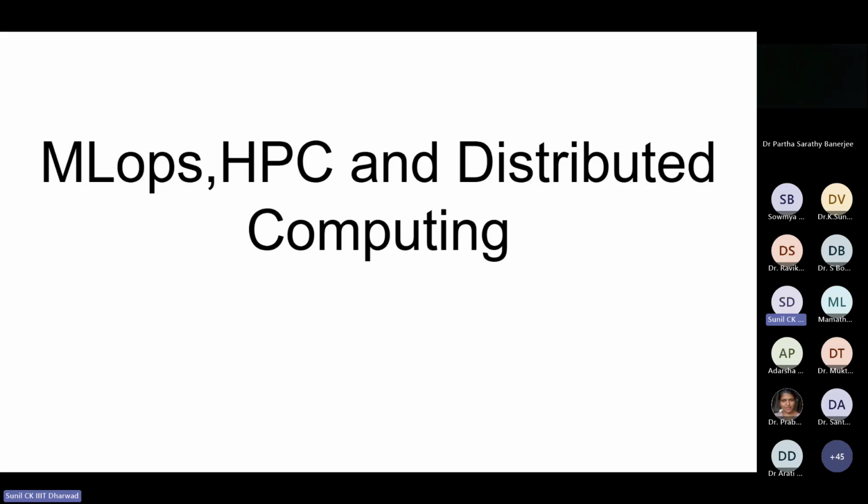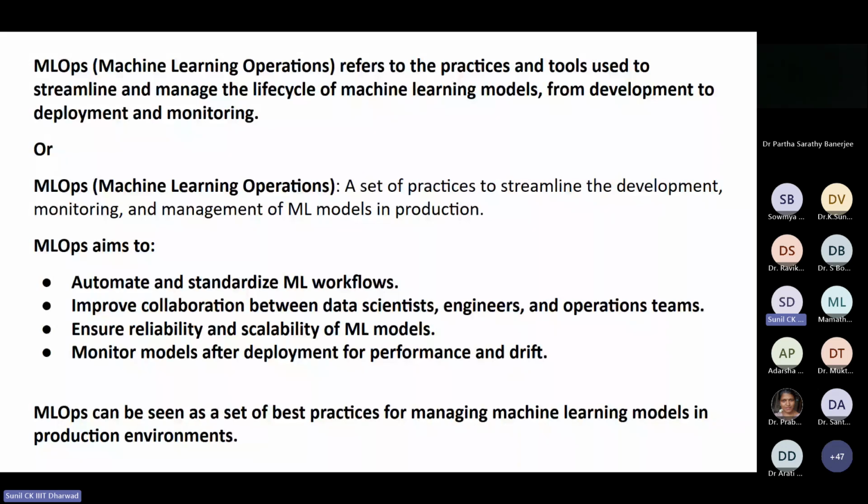So before that, we'll see why we need MLOps, right? There you can see what it does. MLOps is machine learning operations, which refers to the practices and tools used to streamline and manage the life cycle of machine learning models. What we have discussed so far, as I said, is the life cycle that starts from data preparation to the deployment of a particular product or model.